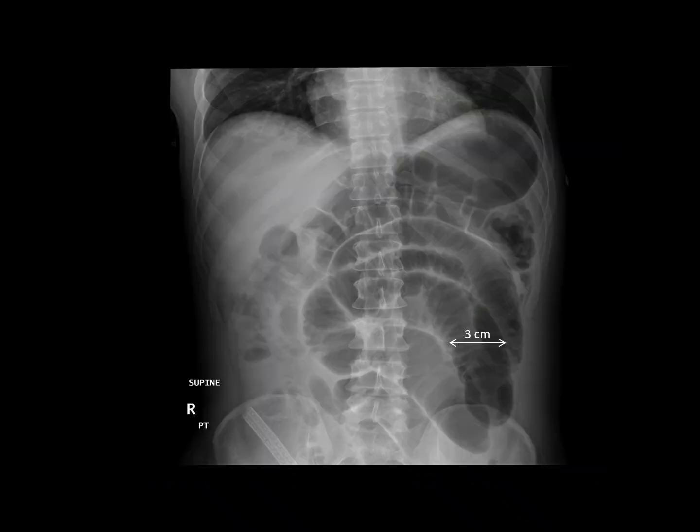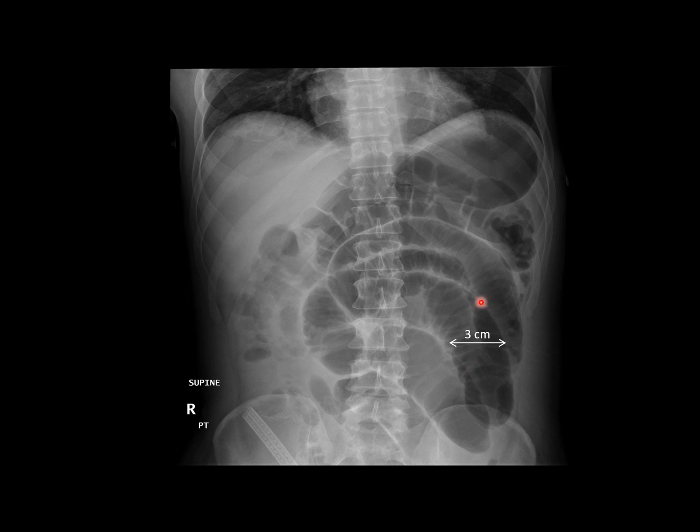Here's another erect film of the abdomen in a patient with intestinal obstruction. If we measure the widest diameter of these individual distended loops, you will find that they are approximately 3 centimeters, which brings them under the 5 centimeter rule: if it is less than 5 centimeters, it's small bowel obstruction, greater than 5, large bowel obstruction.